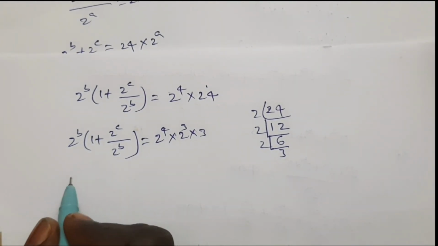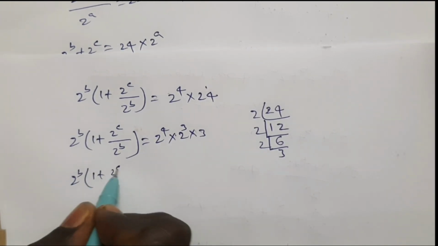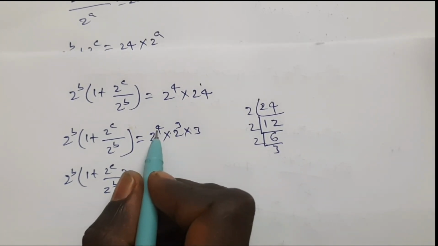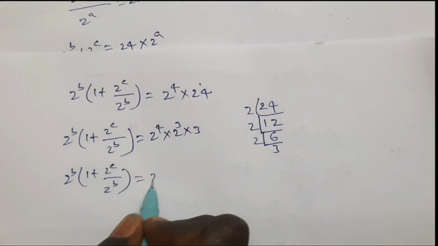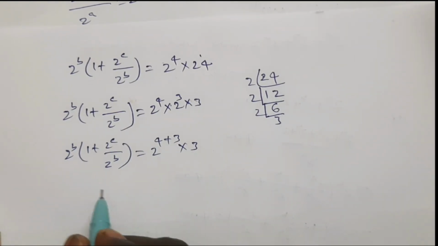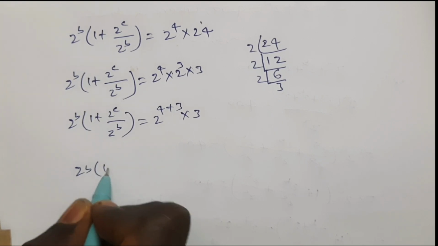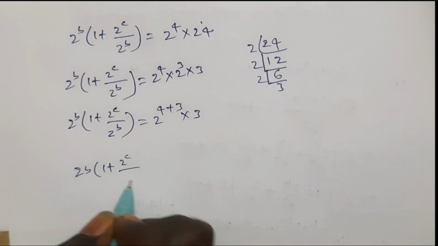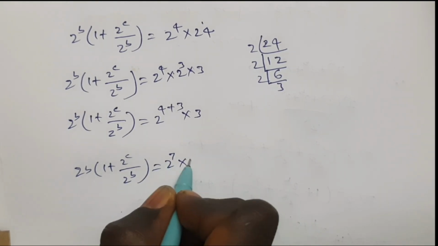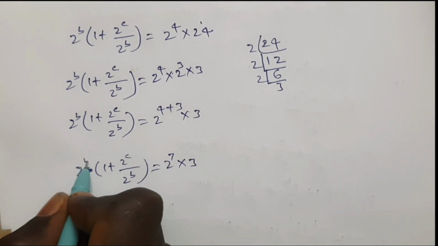సో ఇప్పుడు 2 to the power of b into 1 plus 2 to the power of c by 2 to the power of b is equals to ఇక్కడ 2 to the power of 4 ఉంది, ఇక్కడ 2 to the power of 3 ఉంది. సో 2 to the power of 4 plus 3 into 3. సో అప్పుడు 2 to the power of b into 1 plus 2 to the power of c by 2 to the power of b is equals to 2 to the power of 7 into 3.